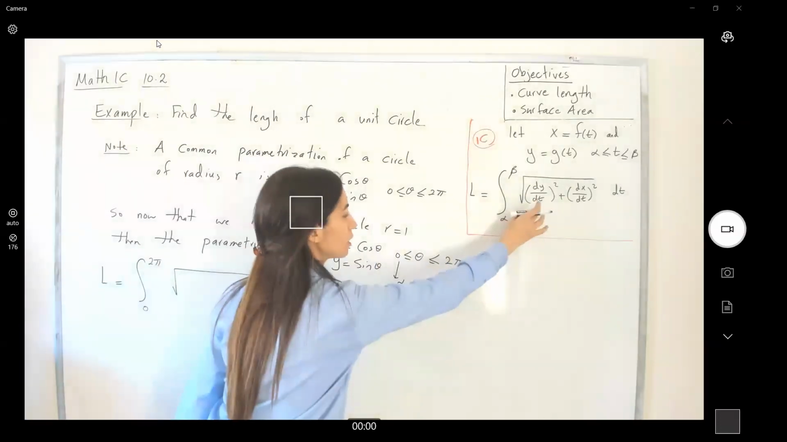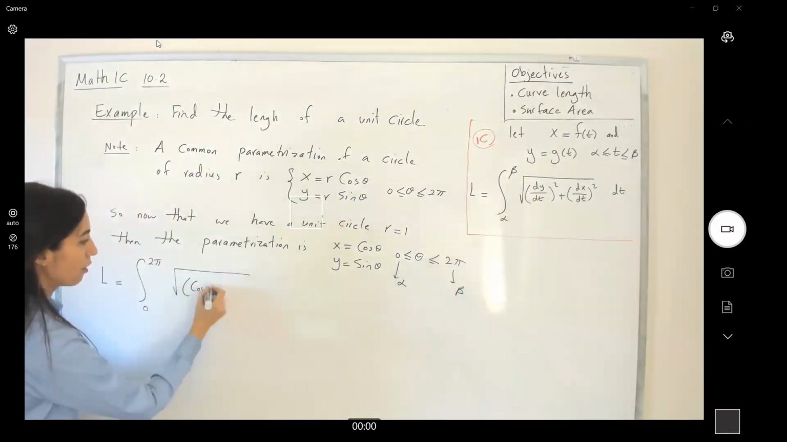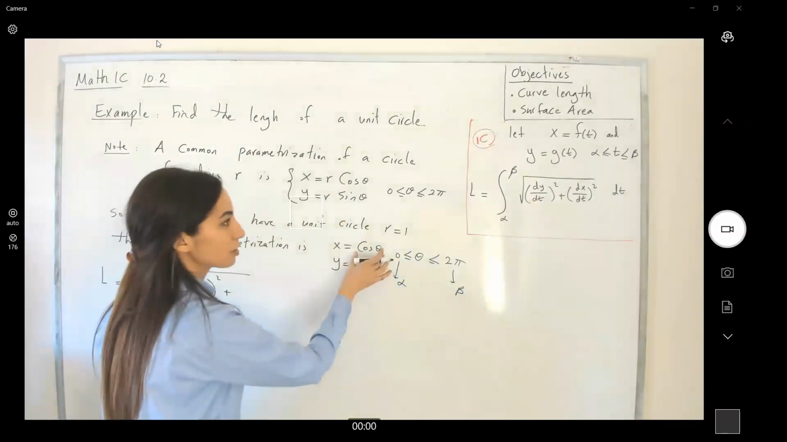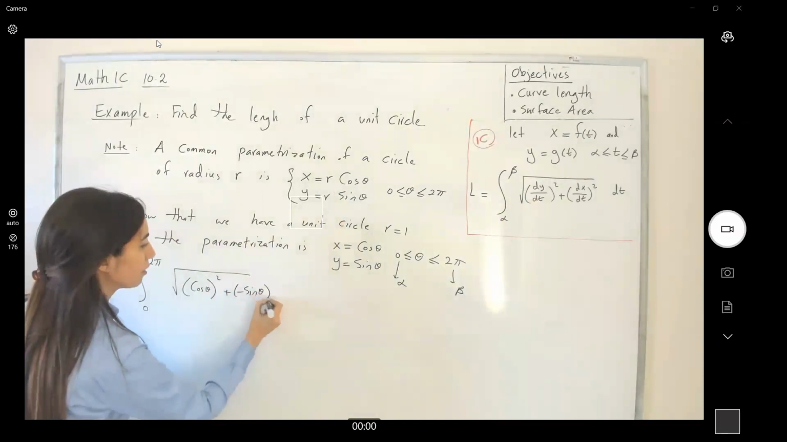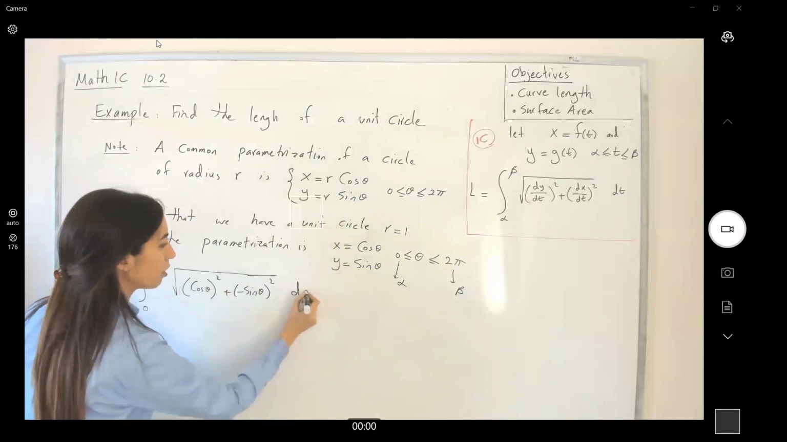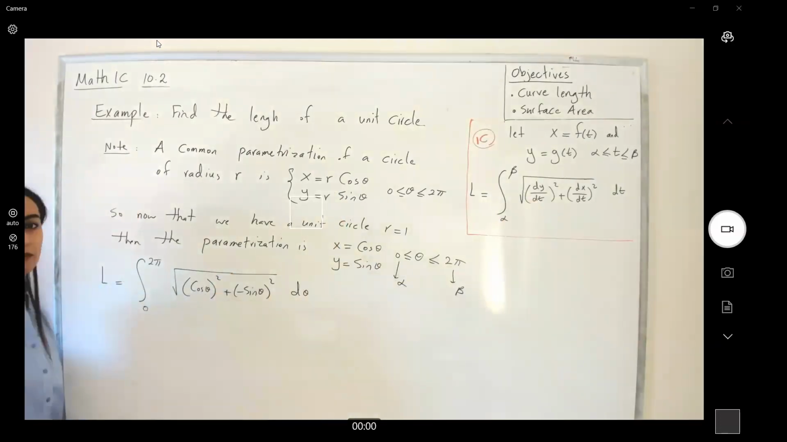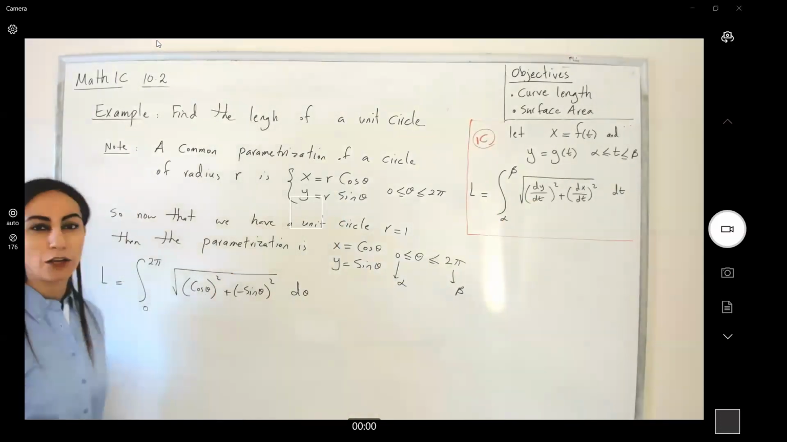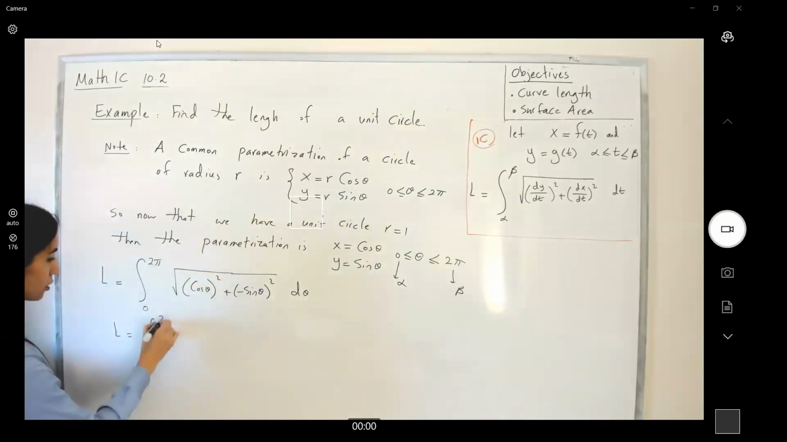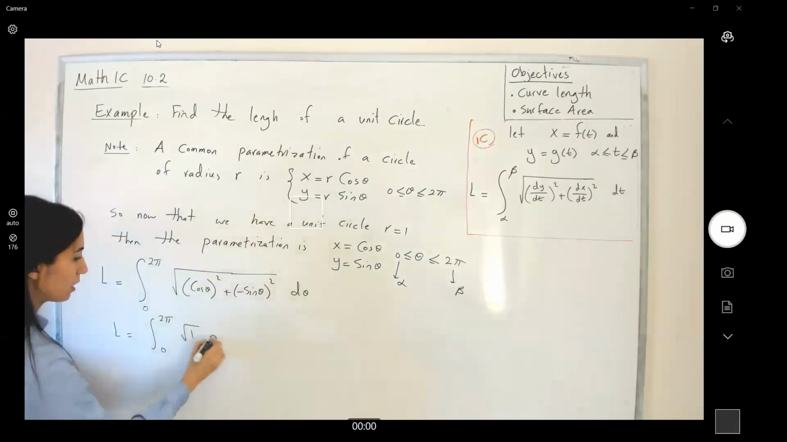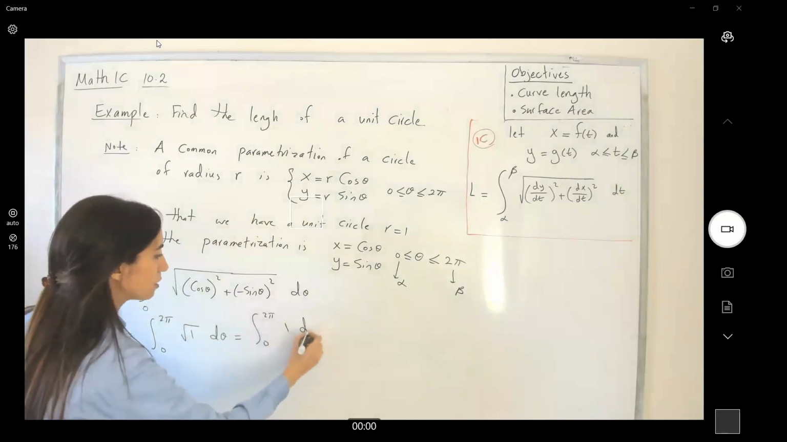I need to take the derivative of y with respect to theta, which is cosine theta squared, plus the derivative of x with respect to theta, which is negative sine theta squared, and find the integral d theta here. Inside the radical, you have sine squared plus cosine squared, which is equal to 1. So my L is equal to the integral 0 to 2 pi square root of 1 d theta, or the integral 0 to 2 pi 1 d theta.